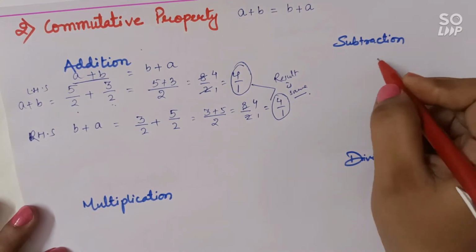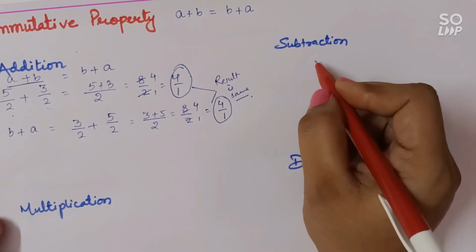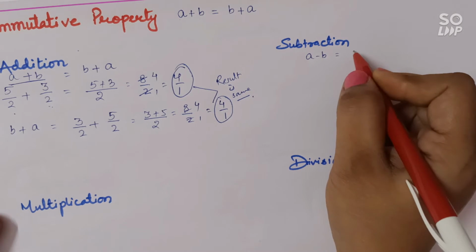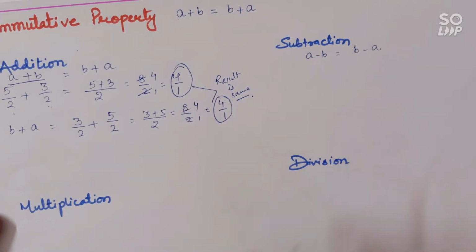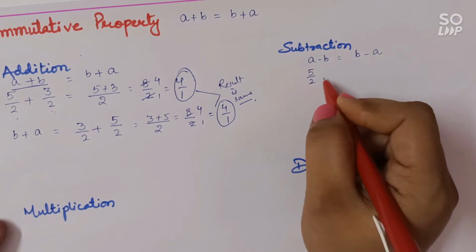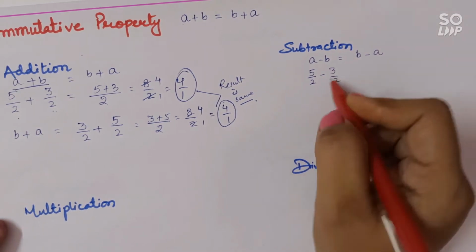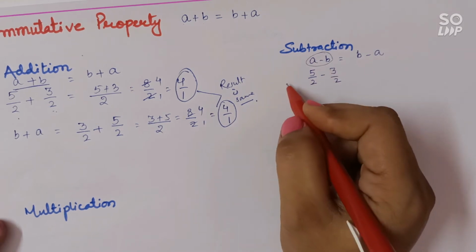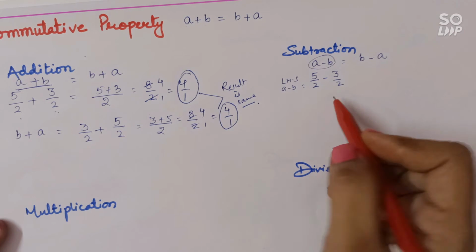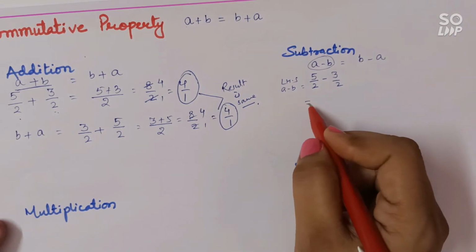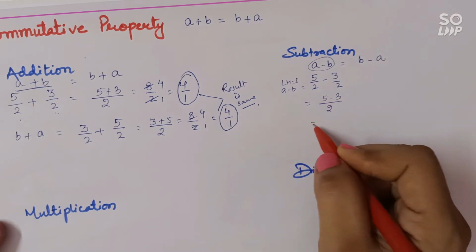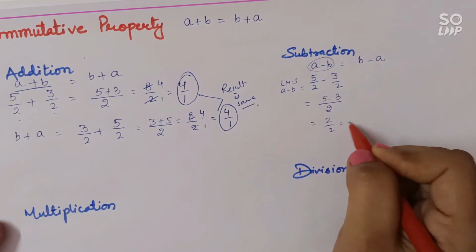So in subtraction of rational number, what will happen? It will happen like A minus B should be equal to B minus A. Let's check it out for this. A is 5 by 2 minus 3 by 2. I am checking out for the LHS one right now. LHS, A minus B. Okay. So over here 5 by 2 minus 3 by 2, which will give us 5 minus 3. That's 2 by 2. That's equal to 1.